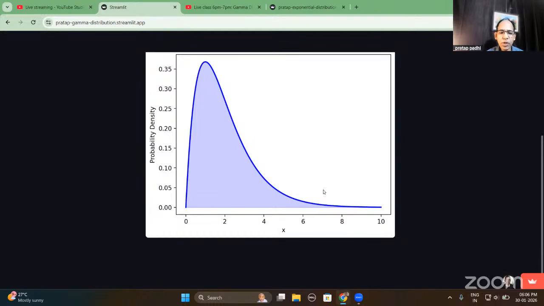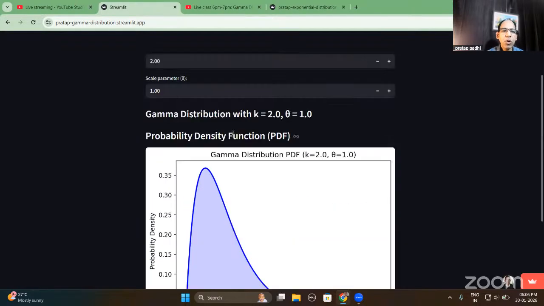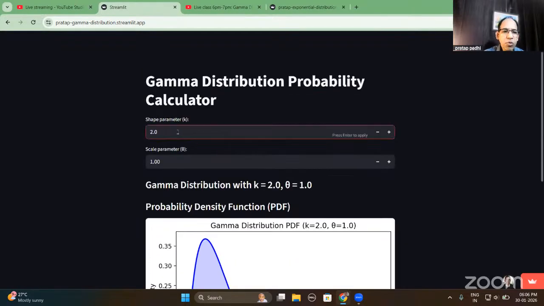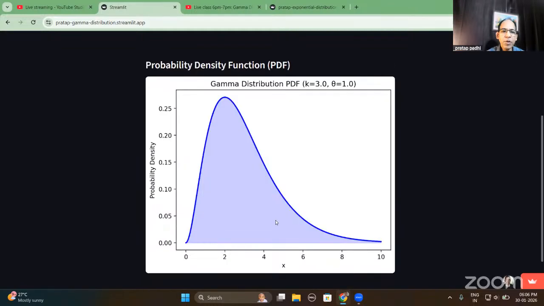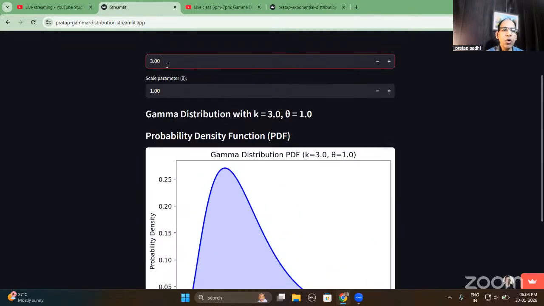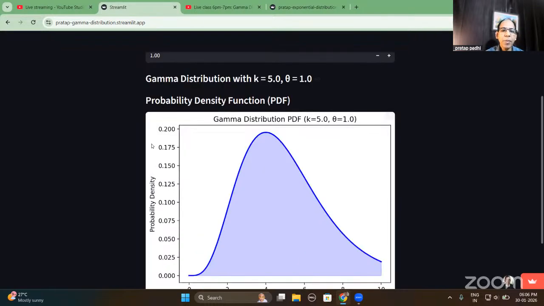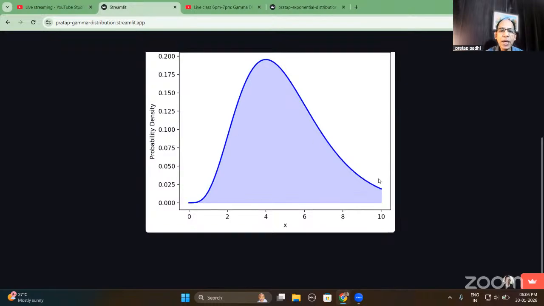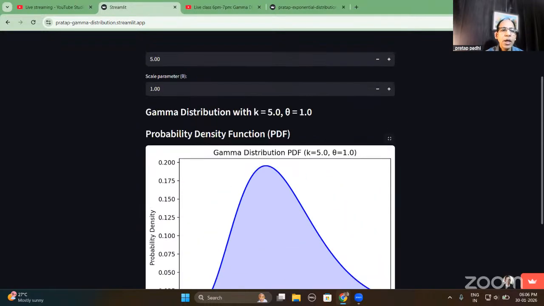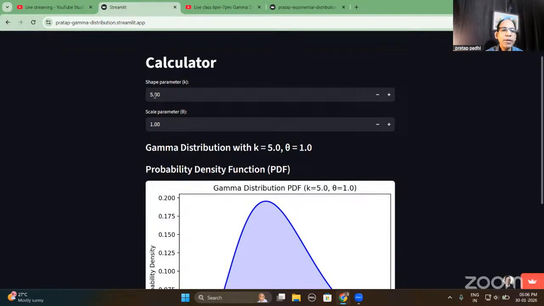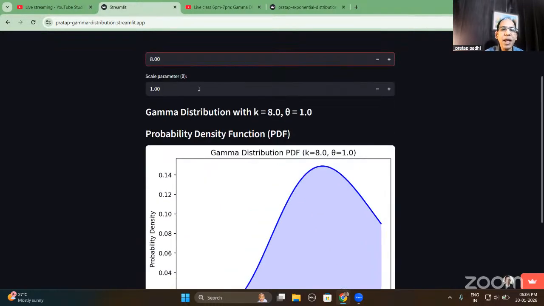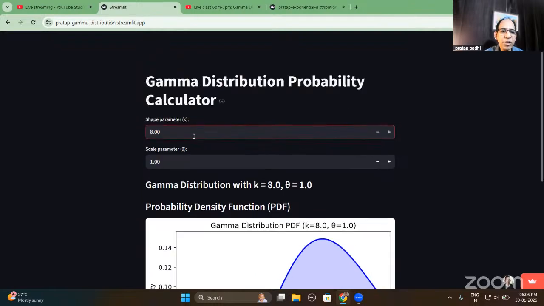Now, if you see the shape here, if I make it 3 instead of 2, the graph becomes like this. Slowly, if you make it, suppose, 5, the shape is changing. That's the shape parameter. So it will be like a normal distribution. If you make the shape, for example, 8, and this is the scale parameter. These are the two parameters here.